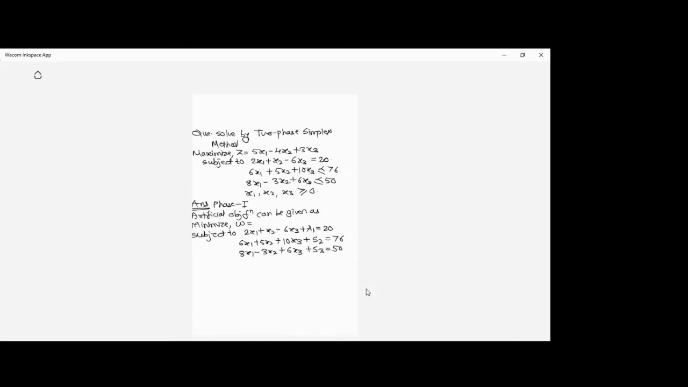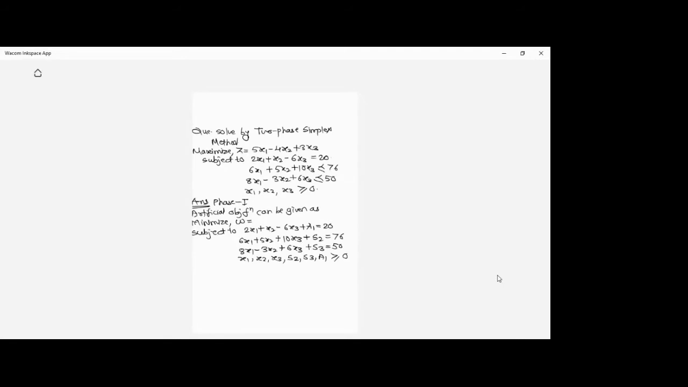I would have written s1, s2, it doesn't matter, because it is just the name that we are going to give. But just to avoid the confusion, I have written it as s2, s3 because that is related with your second constraint and third constraint. That will be reflected when we make a table. And lastly, x1, x2, x3, s2, s3, a1 should be greater than or equal to 0. I'm hoping that you have understood how we have made these constraints.